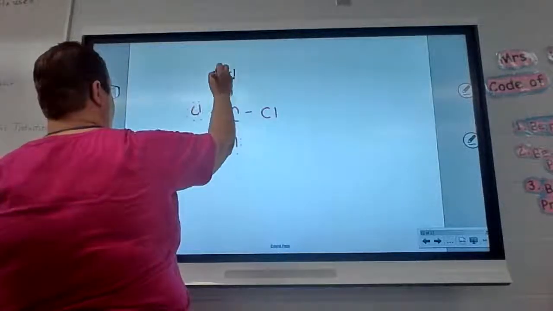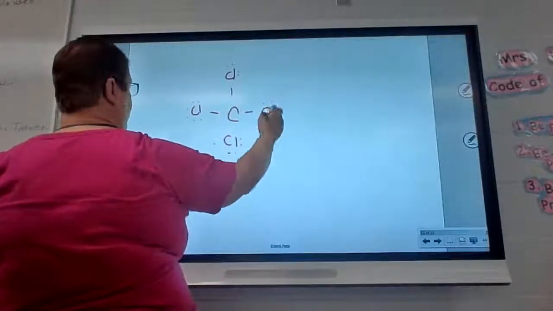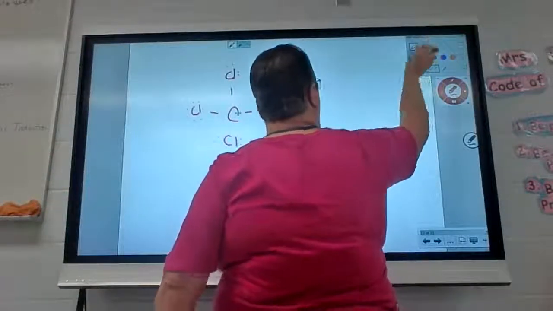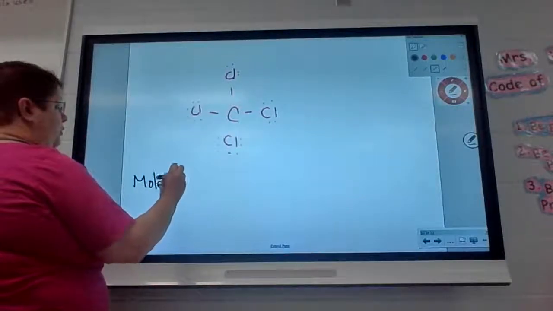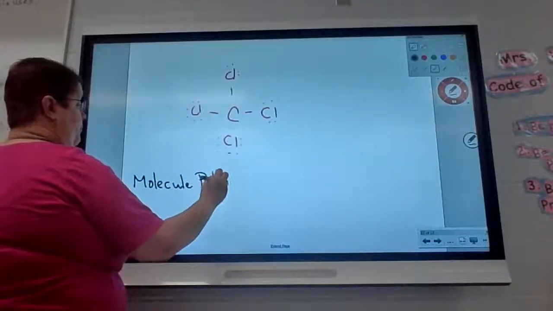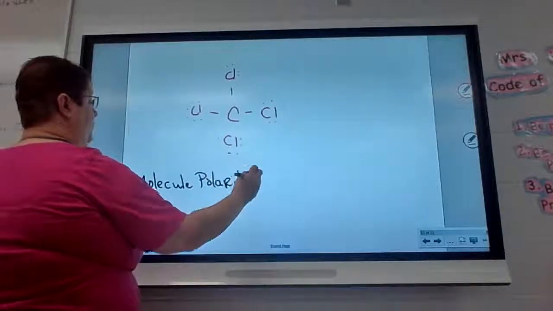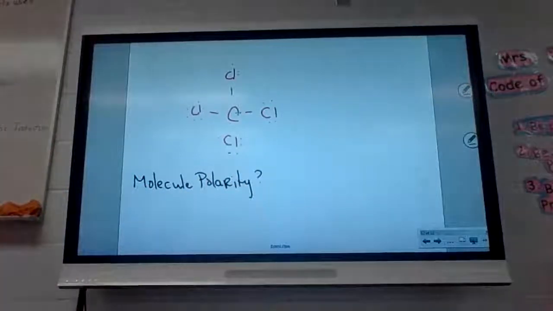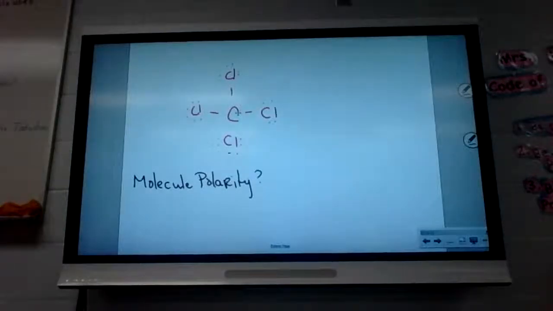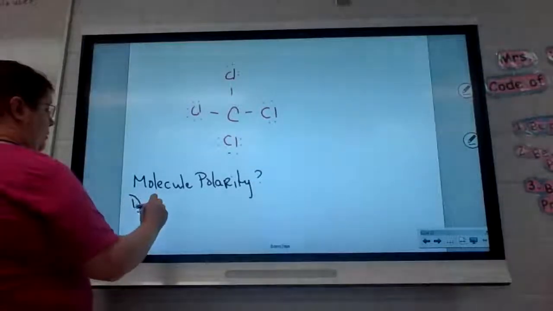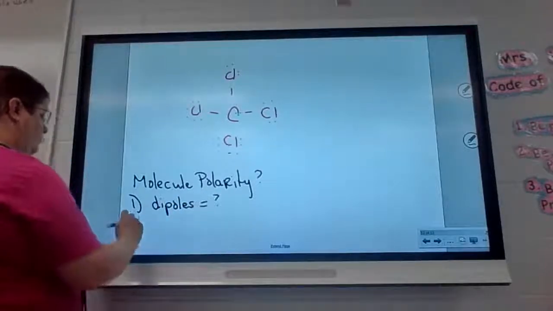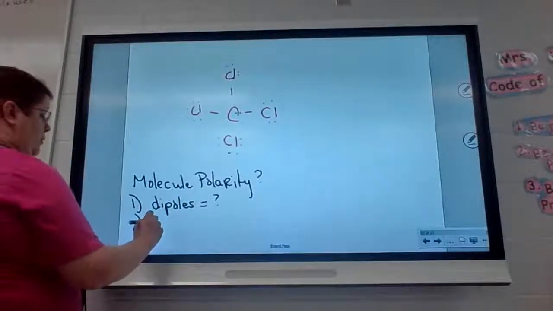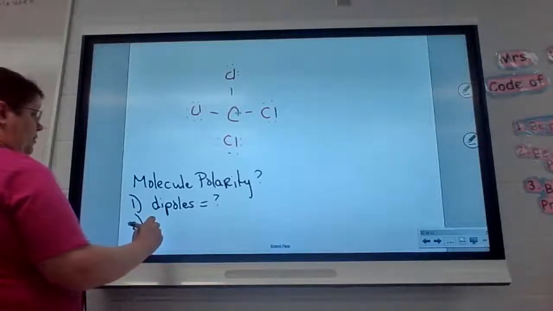We're trying to figure out the molecule polarity. Okay? So if we want to figure out the molecule polarity, we have to check two things. If the dipoles are equal, and number two, I don't want to phrase this, so I'll have to write that whole thing out.